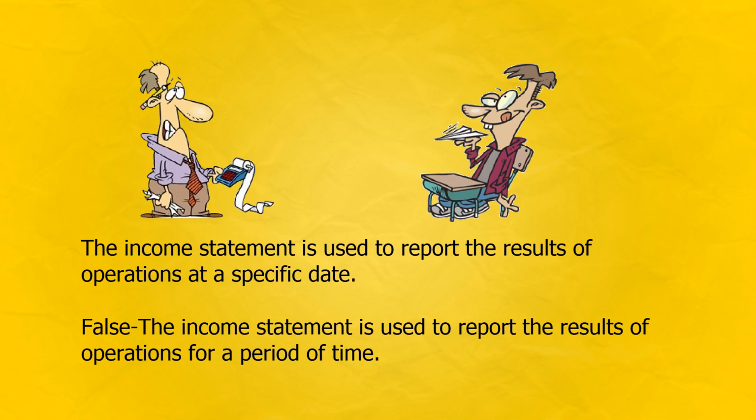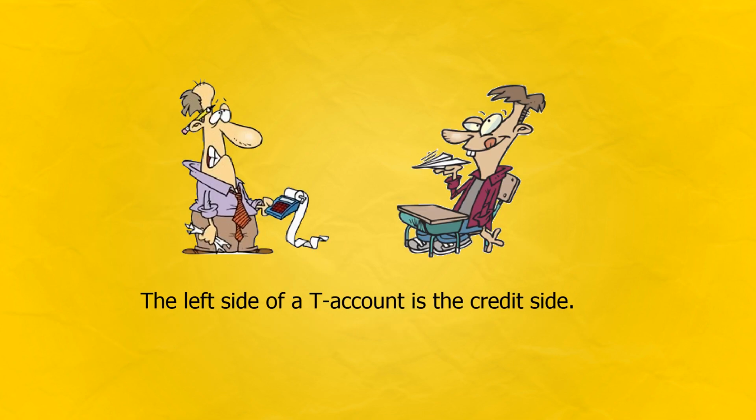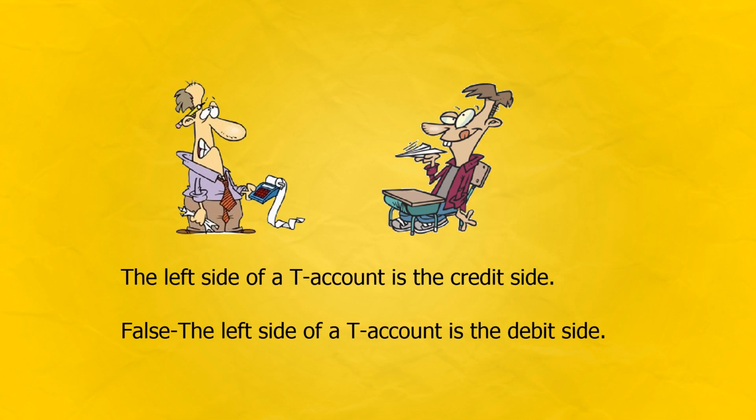Double entry accounting requires that every entry must include at least one debit and at least one credit. True.